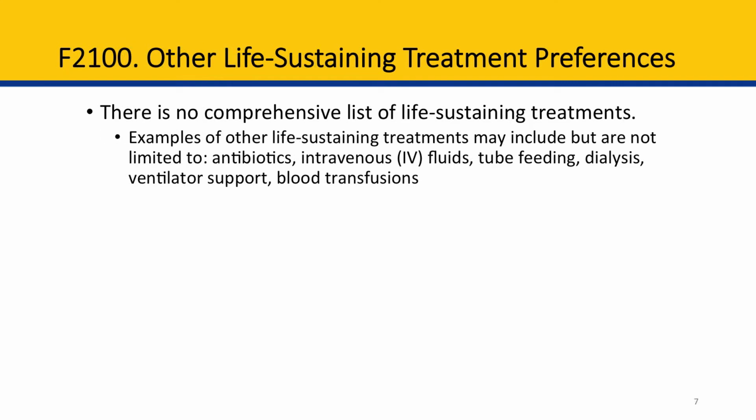The next item in Section F is F2100. This item is intended to capture evidence of a discussion or attempted discussion about life-sustaining preferences other than CPR. There is no comprehensive list of life-sustaining treatments, but examples may include, but are not limited to, antibiotics, intravenous fluids, tube feeding, dialysis, ventilator support, and blood transfusions.